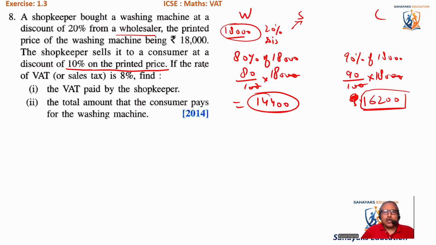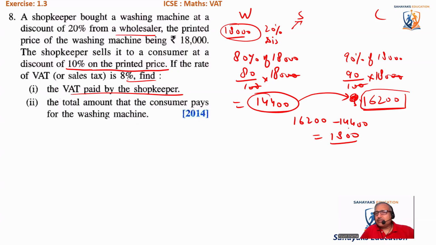Now, if the rate of VAT is 8%, find the VAT paid by the shopkeeper. How much VAT is paid by the shopkeeper? Now, for the VAT paid by the shopkeeper, first we have to find the appreciation he has done. So he has done the appreciation equivalent to 16200 minus 14400, and finally this value will come out to be 1800 rupees. Because we are taking the table of 1800, we can directly say it is 1800 rupees.